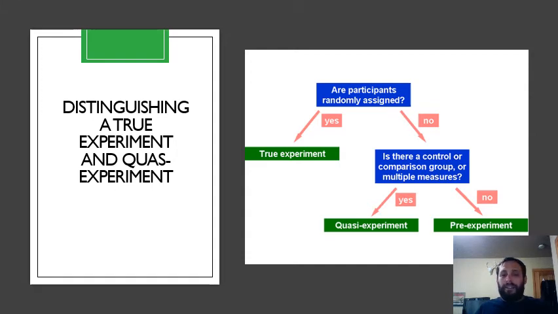And the way that I like to do this is I like to talk about it in terms of this. I thought this was a really great graphic. So you start to talk about, are participants randomly assigned? You say, yes, it's a true experiment. No, then you ask yourself, is there control for a comparison group or multiple measures? So that's kind of that within subject study design where you say, oh no, there isn't that. Then we have a pre-experiment, which is essentially a correlational study of some sort. If we do have that, if there is a comparison group of some sort, we have a quasi-experiment.